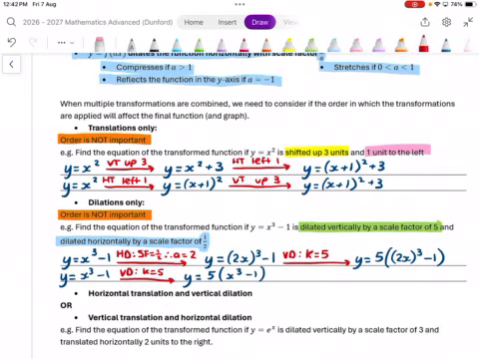And then our horizontal dilation, we again have our scale factor equals 1/2, so therefore a equals 2. So we'll get y equals 5, and then remember our a only attacks our x, so it's 5 lots of 2 lots of x all cubed minus 1.